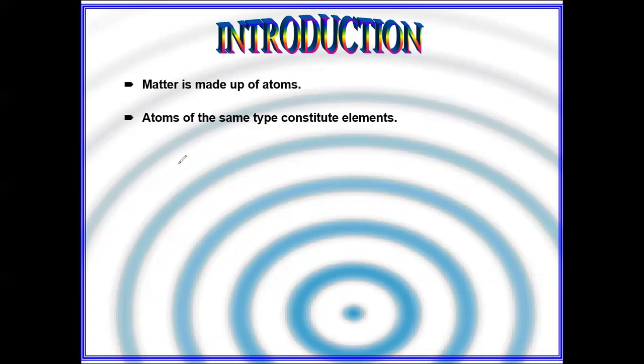Next, elements have various physical and chemical properties. Physical properties are, for example, melting point, boiling point, state, solid, liquid or gas, their color, their volatility, their conductivity, their solubility, their density, etc.